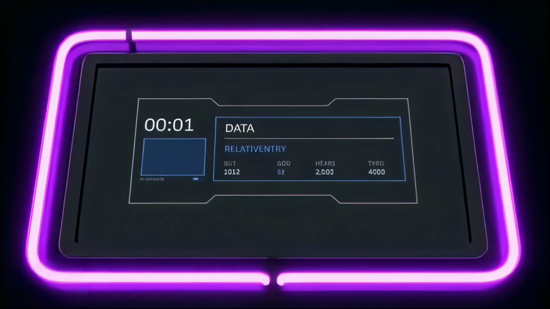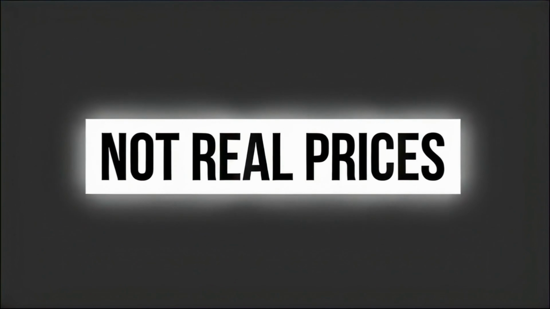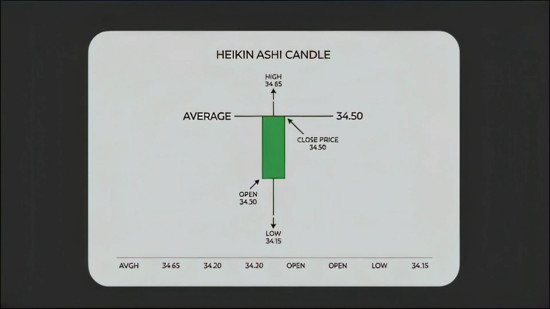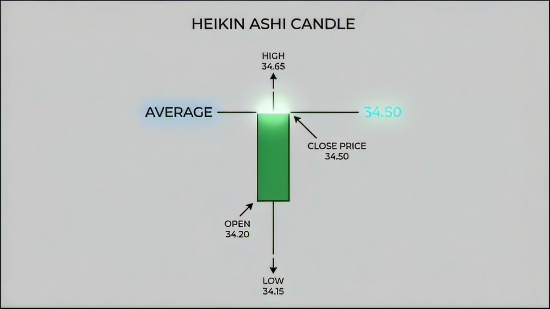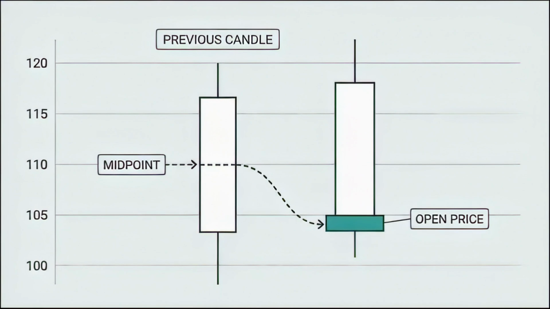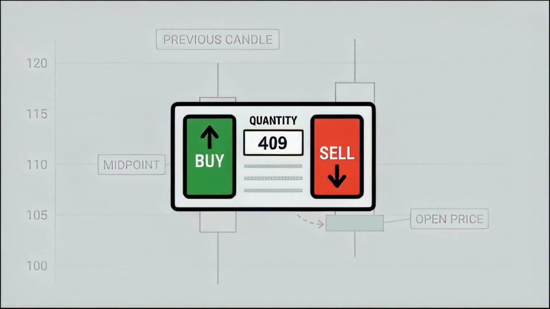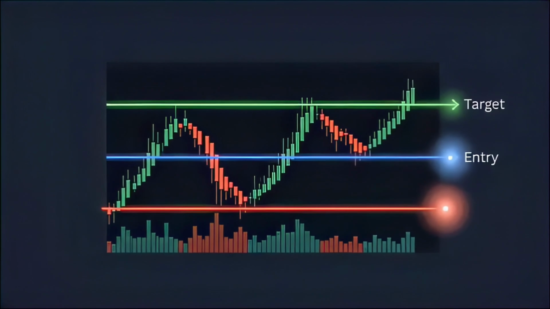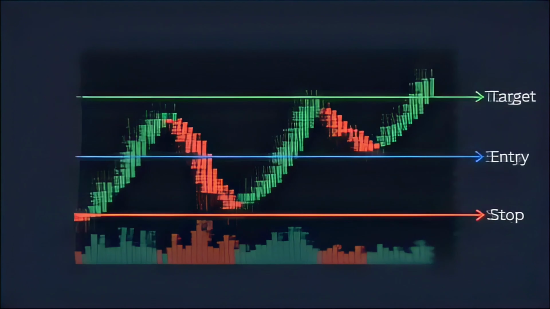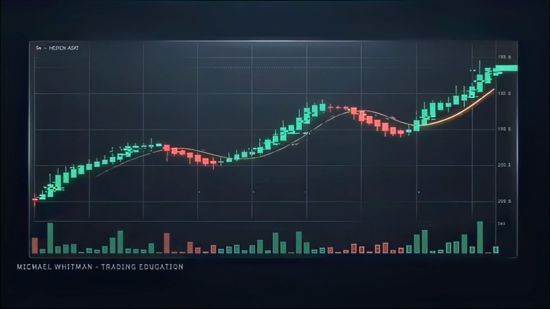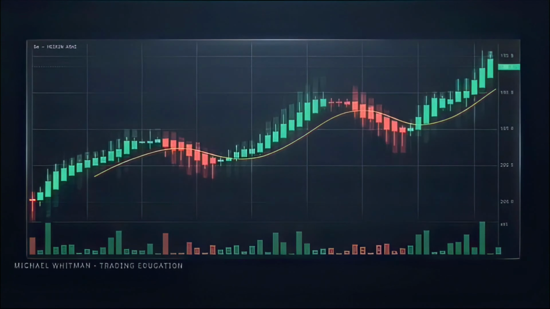Now, the thing that matters more than everything else I have said: the prices on a Heikin Ashi chart are not real prices. That close is an average. The market never traded there. That open is a midpoint of a previous calculated body. It is not a price anyone bought or sold at. So if you place an entry, a stop, or a target based on a number you read off a Heikin Ashi candle, you are using a price that does not exist in the market.